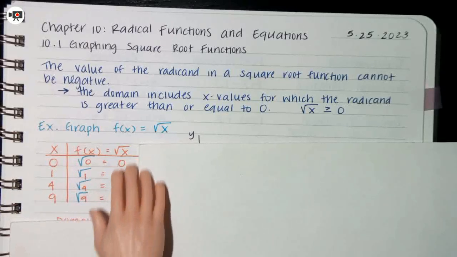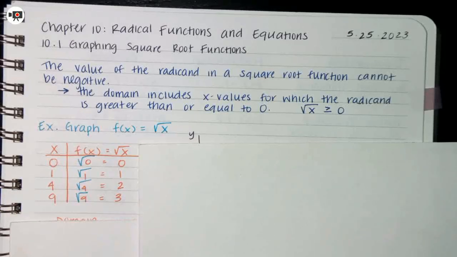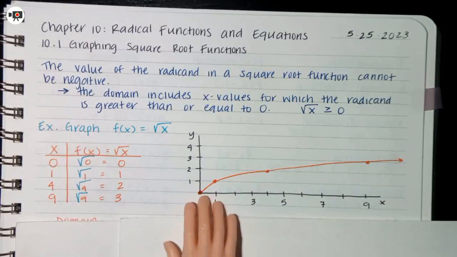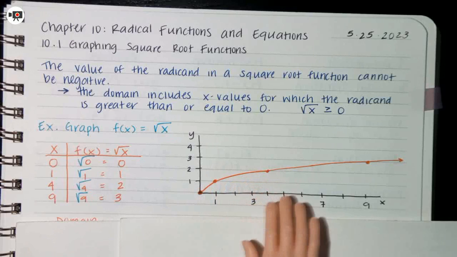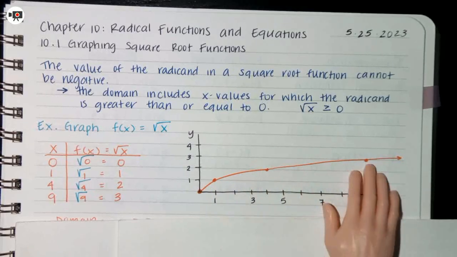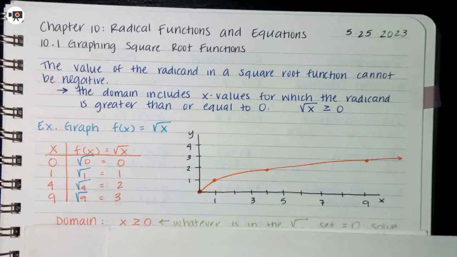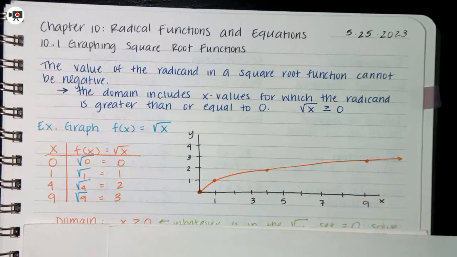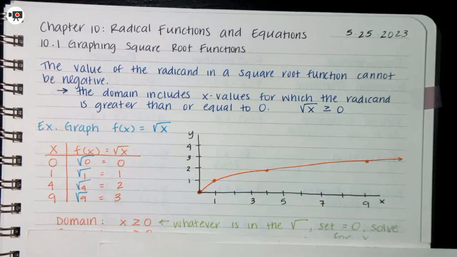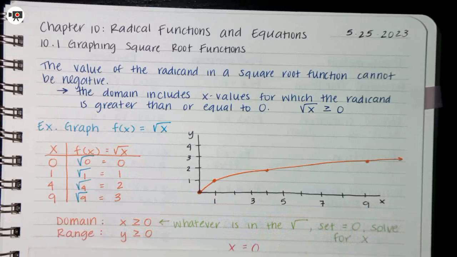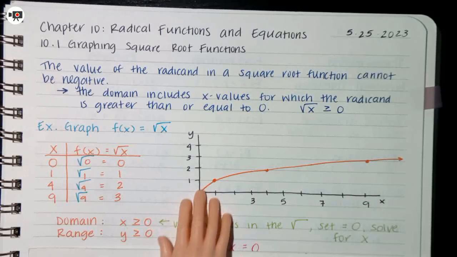So I made it easy on myself and chose the perfect squares. So when I plug those in, the y values I get are 0, 1, 2, and 3. Then I can plot those on my graph: (0, 0), (1, 1), (4, 2), and (9, 3). And you can see that this is a nonlinear graph, and it kind of just has a little arc to it. The domain is whatever x can be. X can be anything that is 0 or greater, and y in this case can be anything that is 0 or greater.